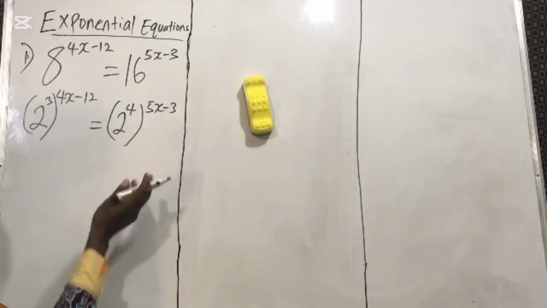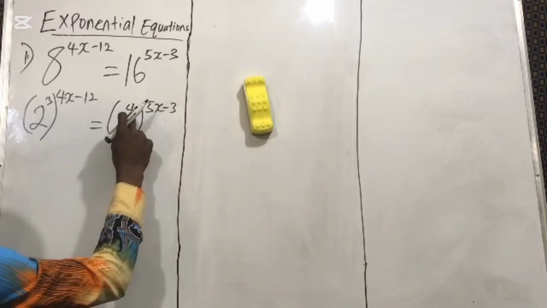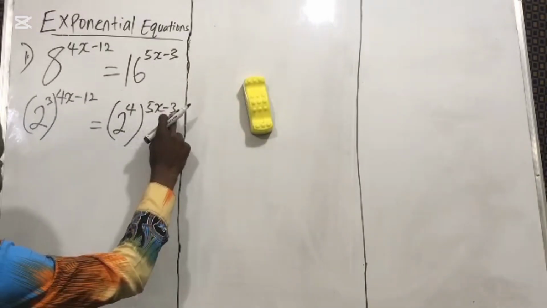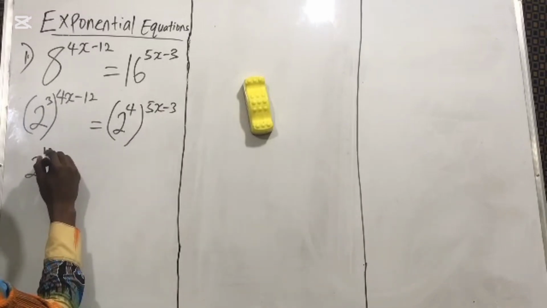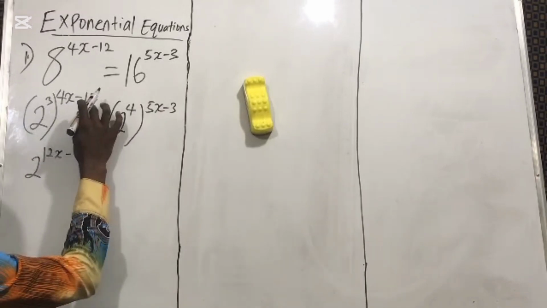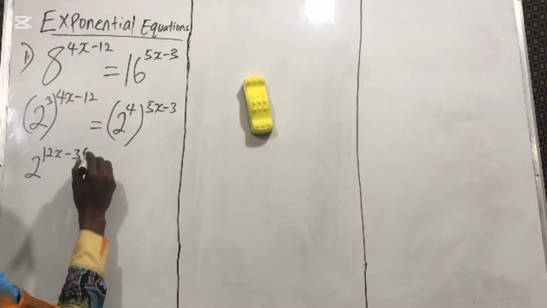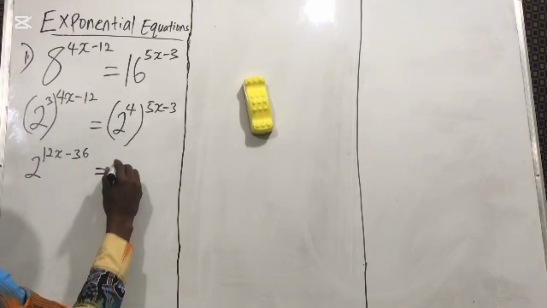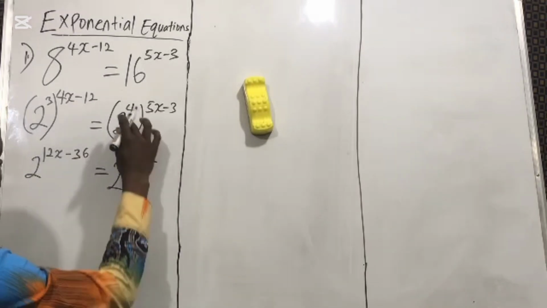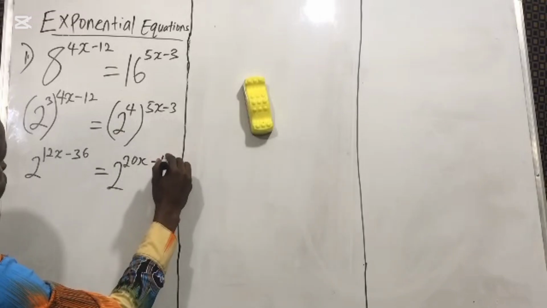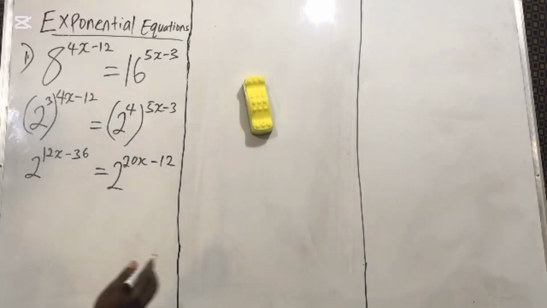Now, we have to multiply this 3 through by 4x minus 12, and the same thing with 4 times 5x minus 3. So this becomes 2 to the power of 3 times 4, which is 12x, minus 3 times 12, that is 36, equals 2 to the power of 4 times 5, 20x, minus 4 times 3, which is 12.